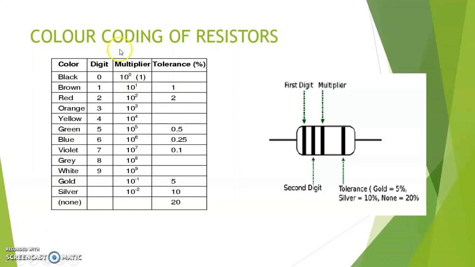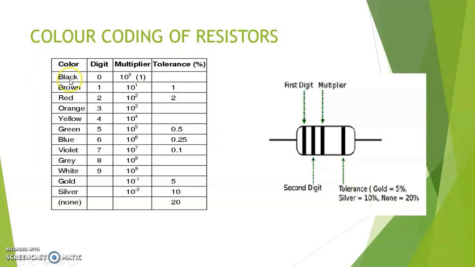Next we come over to color coding of resistors. You all have seen what a resistor is. You would have seen that the body of the resistor contains many striations or color bands on it. They can be 4-band or 5-band resistors. Taking the case of a 4-band resistor, the first 2 bands are called the first digit and the second digit. The third one is called the multiplier and the fourth one is called tolerance.